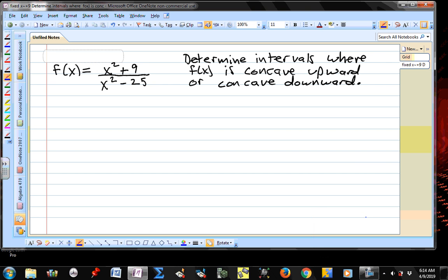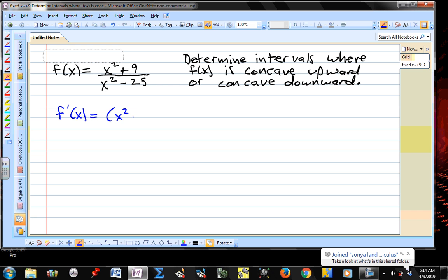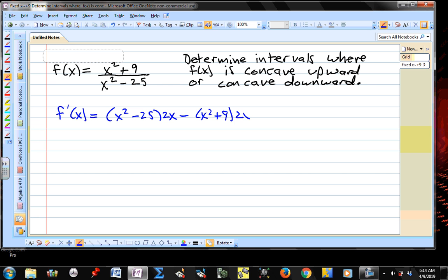We're given a function f of x and asked to find the intervals where f is concave up and concave down. So we need to find the second derivative of f, and to do that we first have to find the first derivative of f. We need to use the quotient rule here: low d high minus high d low, all over low squared.